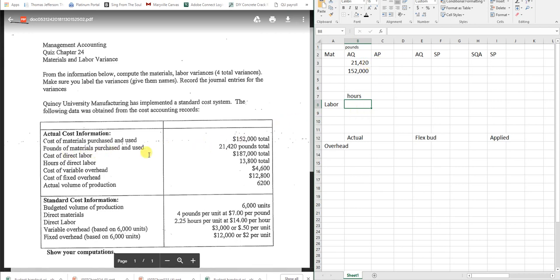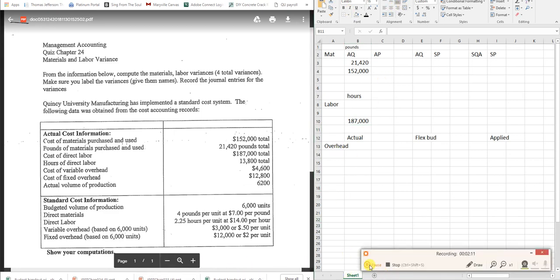All right, so I have cost of direct labor of $187,000. So that's a total, so I'm going to put it down here in the total. I'm going to pause here. I can figure it out. Okay, so I'm going to put my totals in these yellow boxes.